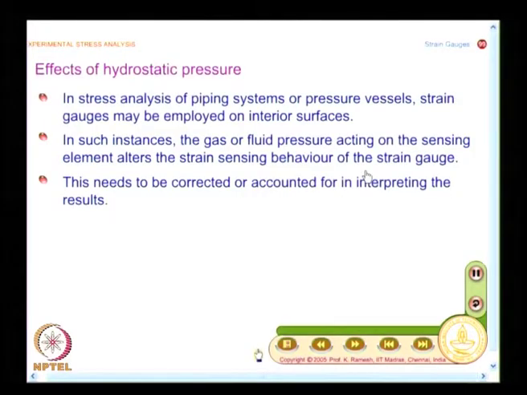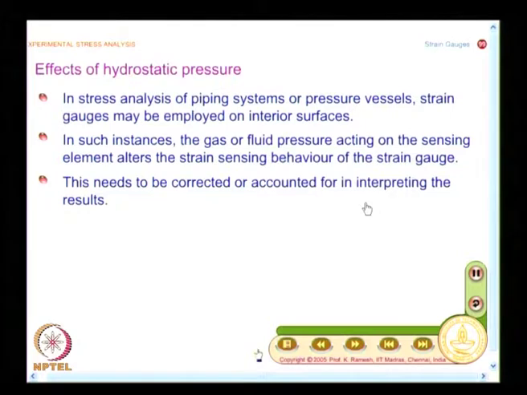In fact, in the 1960s, you had a series of papers published in Experimental Mechanics on various aspects connected with measurement of strain under hydrostatic pressure. People have looked at it very closely and found out in what way you can rely on the strain measurement finally. So, when fluid pressure is acting on it, these effects need to be corrected or accounted for in interpreting the results.